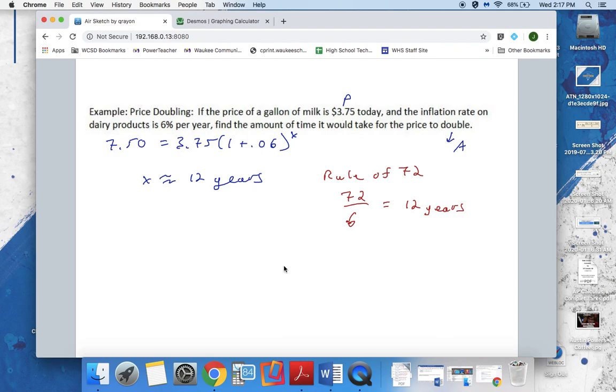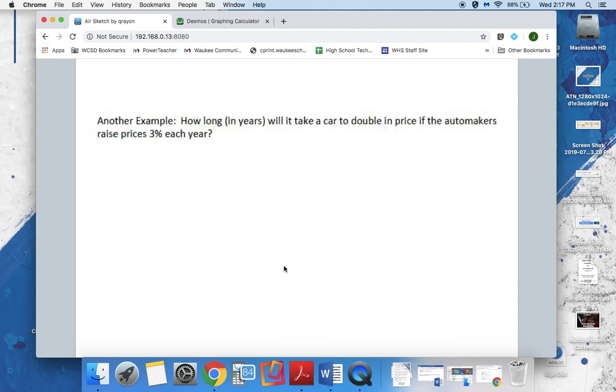Some people go by the rule of 70, which works in the same way, but 72 is something that I remember quite a bit. Okay, so for our last example here, how long in years will it take a car to double in price if the automakers raise prices 3% each year? Well, if they raise the prices 3%, I just take 72 and divide it by 3, and I'm going to get 24 years for prices to double.